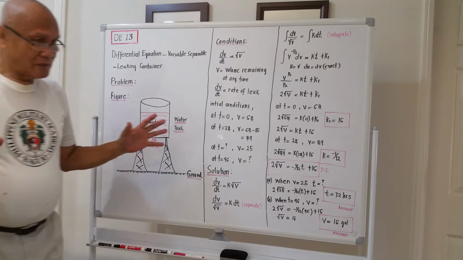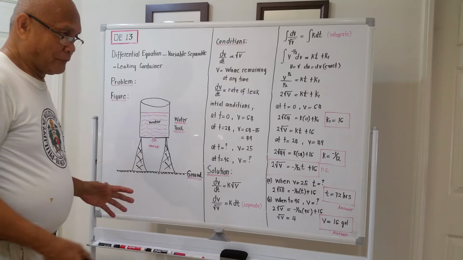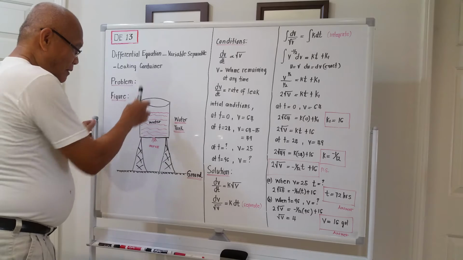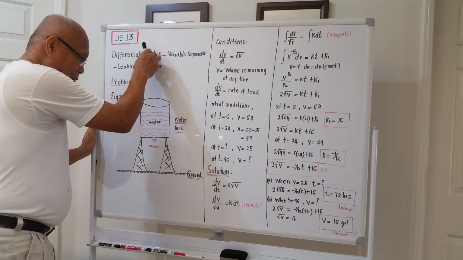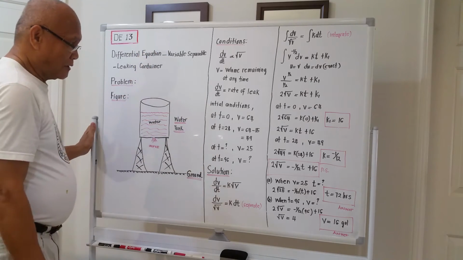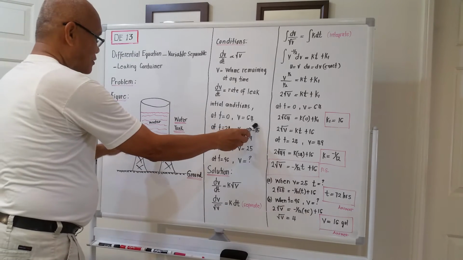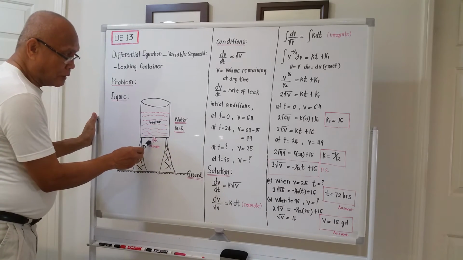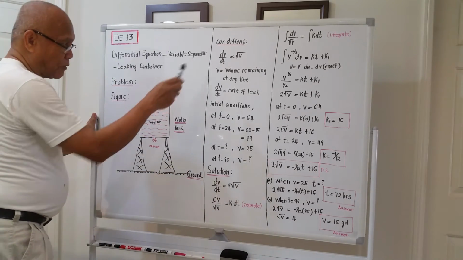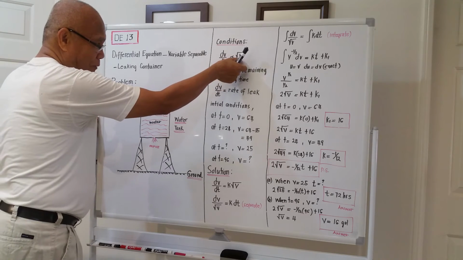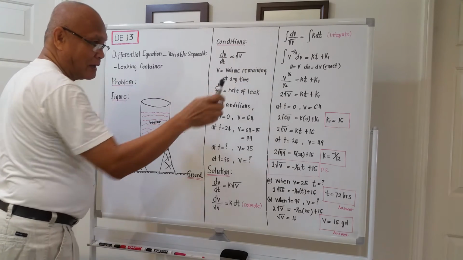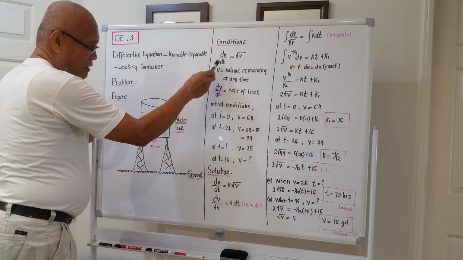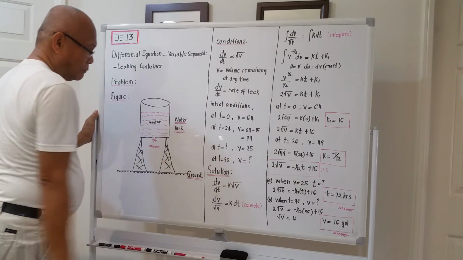So the problem is something like this. We have a cylindrical container. It says the axis is vertical. Initially, the tank is actually with 64 gallons inside, and there is an orifice at the bottom. And the rate of leak is proportional to the square root of the volume remaining at any given moment in time. That is given in the problem.